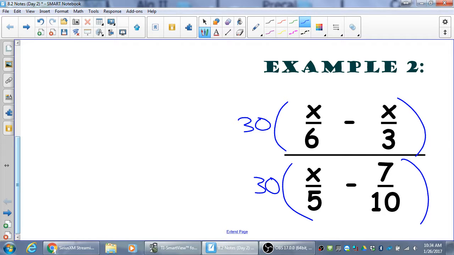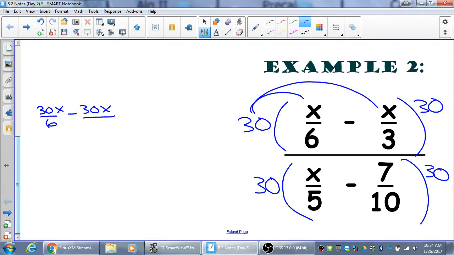Now there's no variables in the denominator, so I don't have to worry about multiplying by any variables. But when you distribute, you use the 30 once for this one and then once for that one. So I just usually put 30s all the way around because I'm going to reuse the 30. If we do this like I showed Michael up here, it would be 30x over 6 minus 30x over 3 over 30x over 5 minus, that's going to be 210 over 10, right?